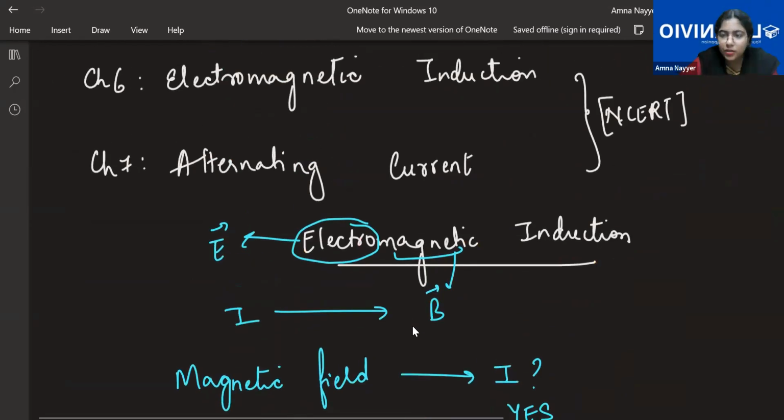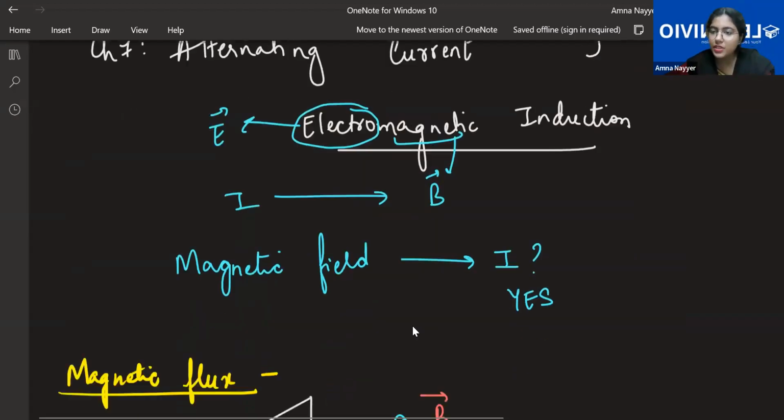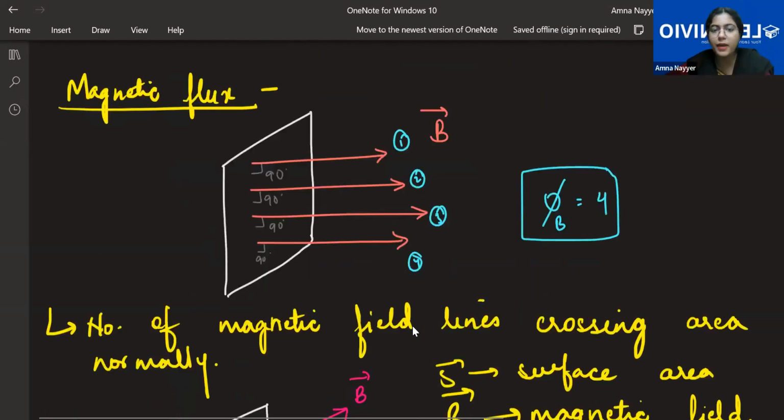See, it was observed that a current carrying wire used to give rise to magnetism, and that was proven through all the experiments. But then later Faraday did certain experiments to prove whether a magnetic field will give rise to current or not. The experiments I'll tell you in today's class itself. So the answer was yes. And then there is a concept of magnetic flux, which you should know because that will be related to the entire Faraday's experiment.